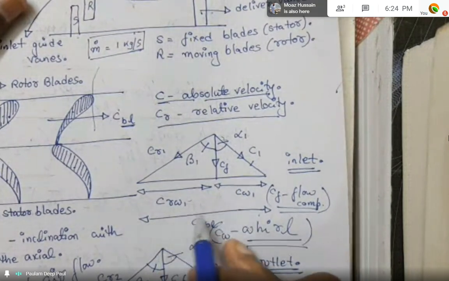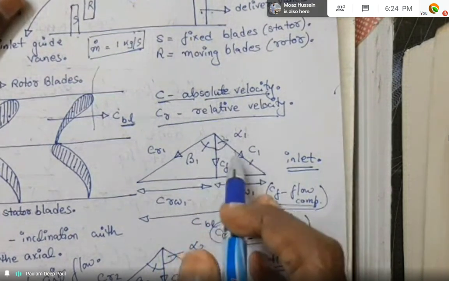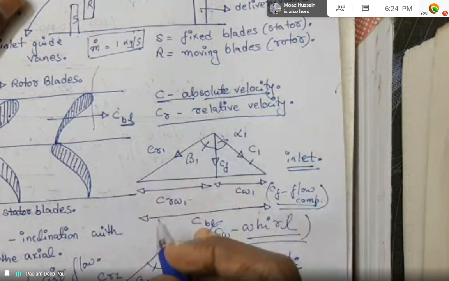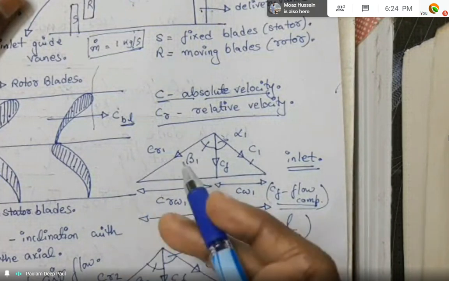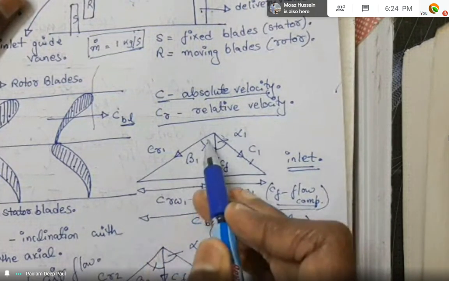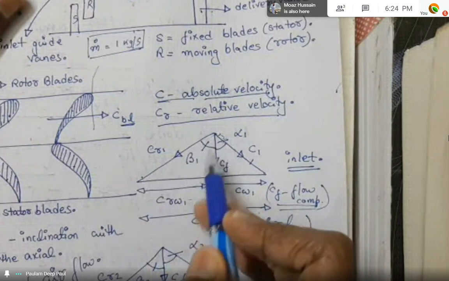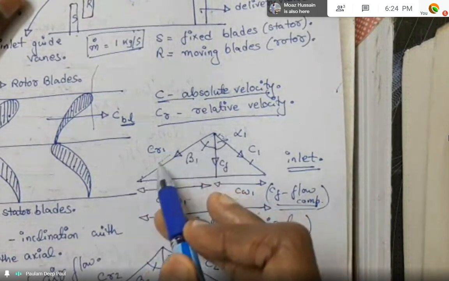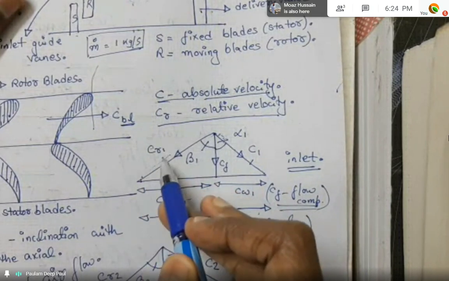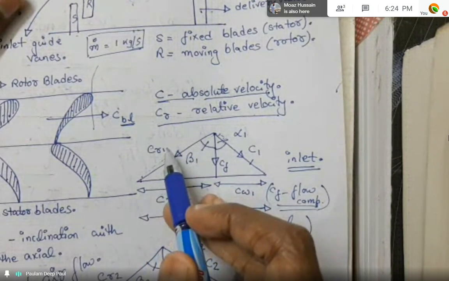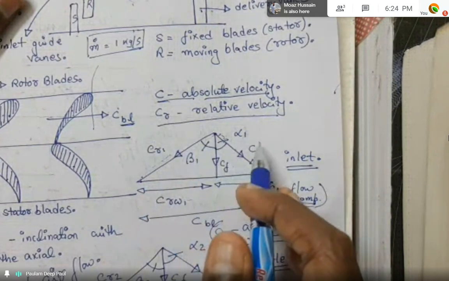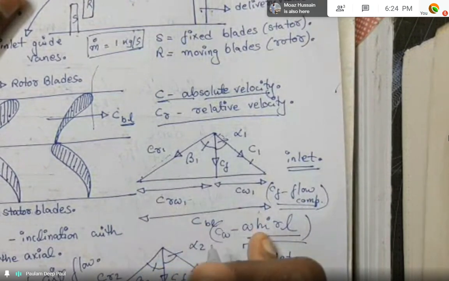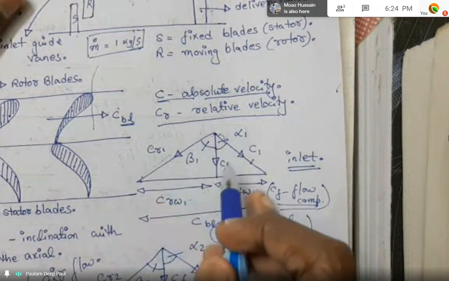Now, I have two portions of the triangle, and as you have learned in class in your 11th standard, the vector triangle and the parallelogram parts. So if I join the tail of one and the head of the other, I get this relative velocity, that is CR. Now, for inlet and outlet conditions, I'll denote the inlet with 1, and the outlet we'll denote as 2.